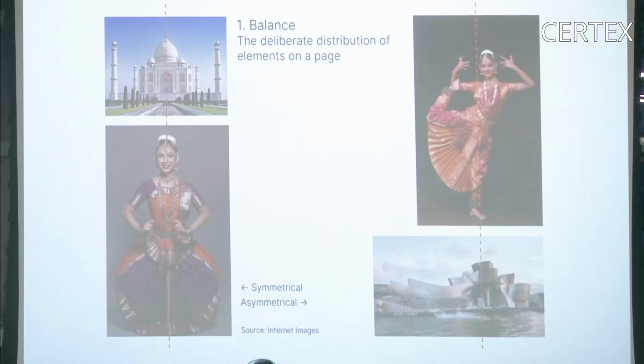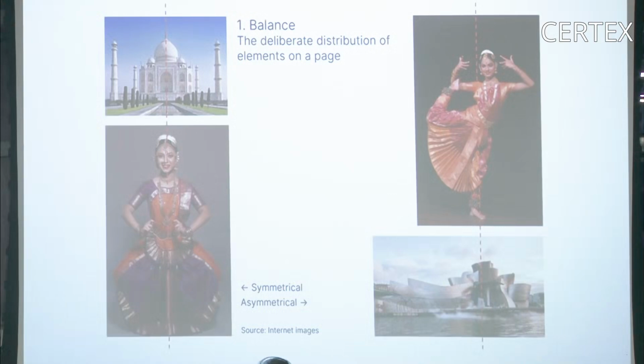Balance is a deliberate distribution of elements within a page. Here you can see examples from architecture and also from dance movement. Two very common ones are symmetrical balance and asymmetrical balance. In symmetrical balance, there is one axis, like a vertical axis, and on the left and right side it's more or less similar sizes, shapes, and volume. But in asymmetry, the balance is achieved in a slightly different way, and most of the time it's more difficult to achieve, but it is more engaging.